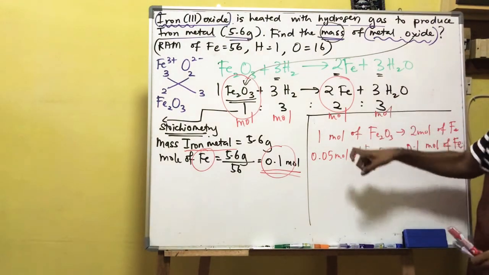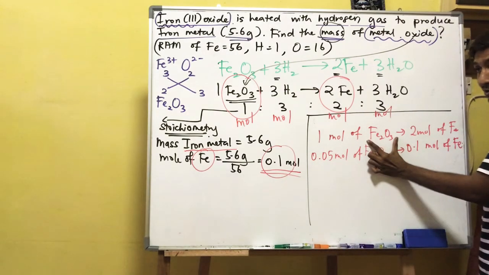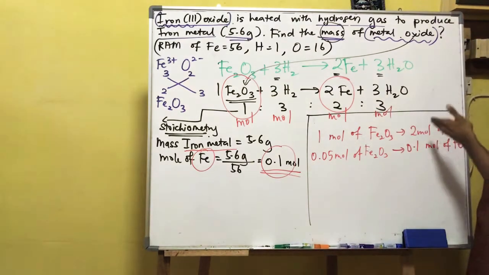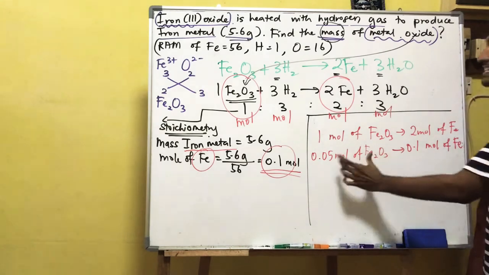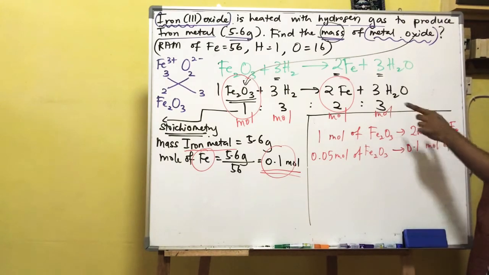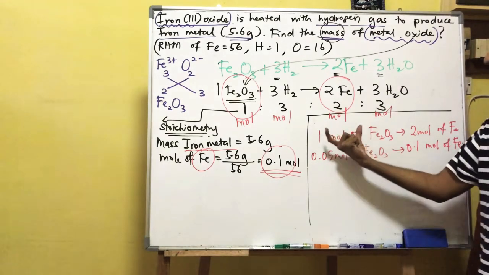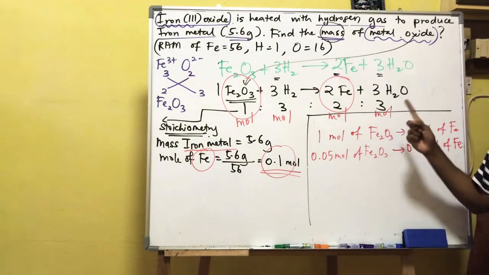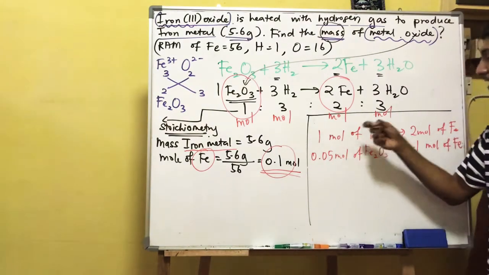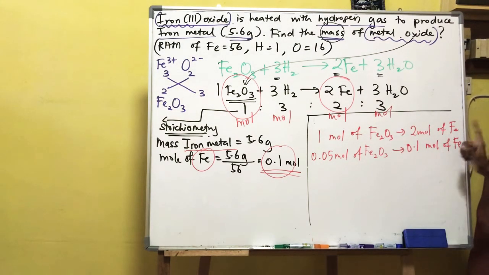So meaning that, look carefully, 1 mole of ferrum 3 oxide is required to produce 2 mole of ferrum metal. Therefore, 0.05 mole of ferrum 3 oxide is required to produce 0.1 mole of ferrum. Clear? Dalam bahasa Melayu saya ulang, kalaulah 1 mole ferrum 3 oksida diperlukan untuk menghasilkan 2 mole logam ferrum, oleh itu 0.05 mole ferrum 3 oksida perlu untuk hasilkan 0.1 mol logam ferrum.